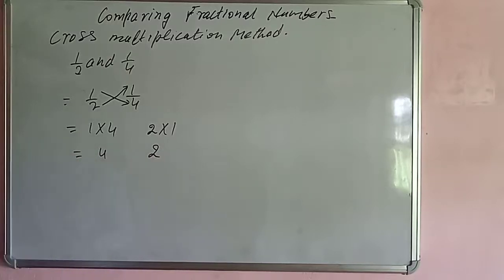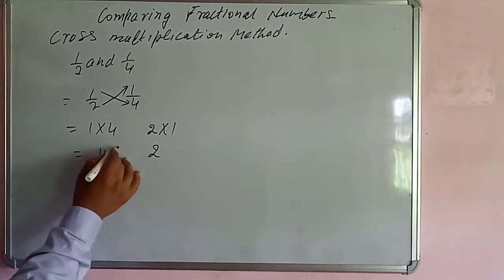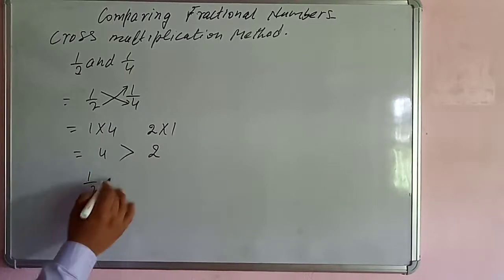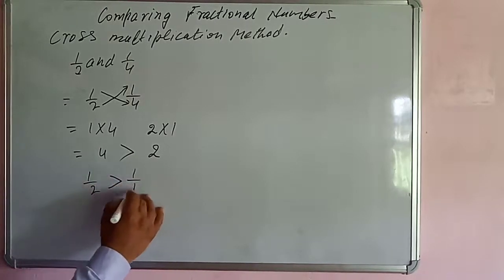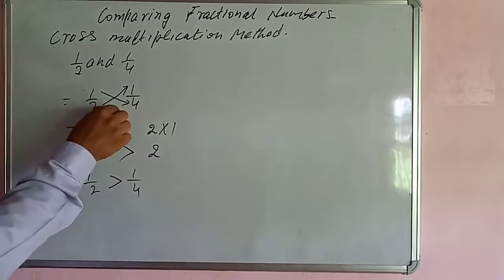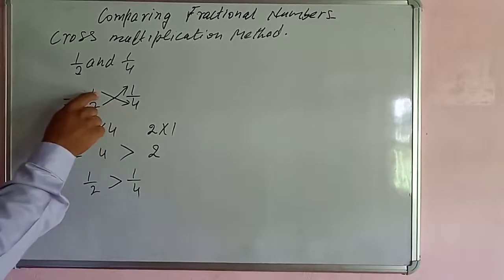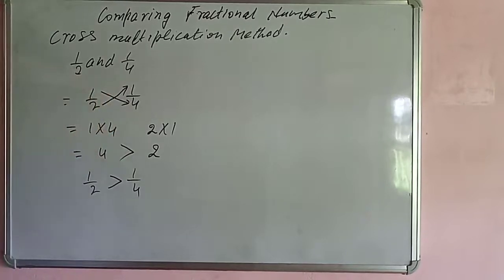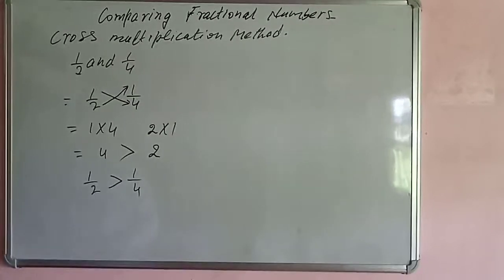Now which one is greater? 4 is greater than 2. Therefore 1 over 2 is greater than 1 over 4. This method is called the cross multiplication method. We have made a cross: numerator multiplied with denominator, denominator multiplied with numerator. Let us take another example.